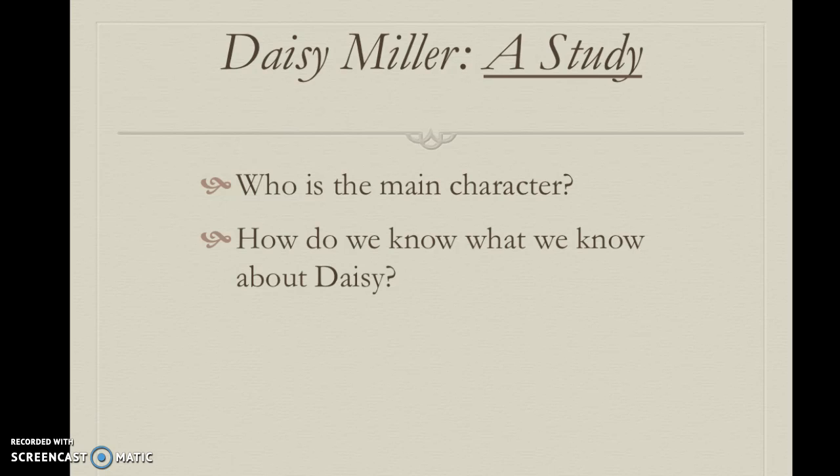Let's look at the title of the novella, the short novel we'll be reading this week, Daisy Miller, A Study. Let's look at that second part. The title itself would suggest that Daisy Miller is the main character, right? But what about that second part, a study? Who is studying her? Think about who the main character might be. How do we know what we know about Daisy in this study that we're reading? I want you to think about that. All the information that we're getting about her, where is it coming from? And can we trust it?